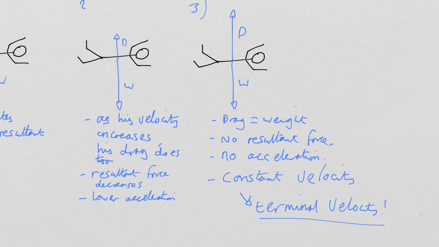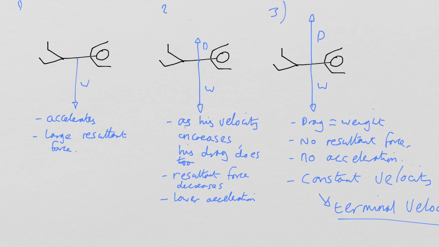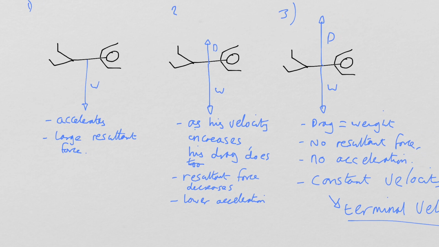Okay, now if he continued to fall, then he would probably die, because he'll hit the ground very fast. So terminal velocity is something like 120 miles per hour for a human. So he's going to hit the ground at 120 miles an hour, and he won't survive, probably. So he needs to open up his parachute. So how does a parachute change his resultant force?